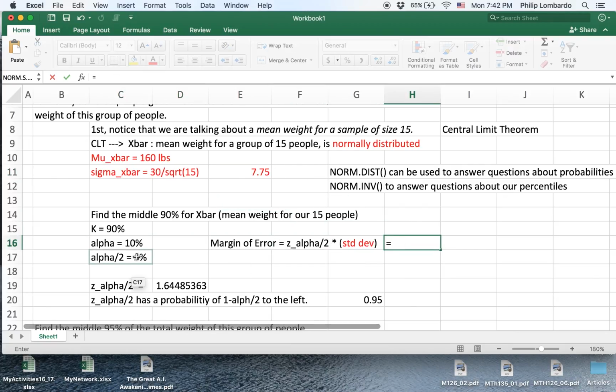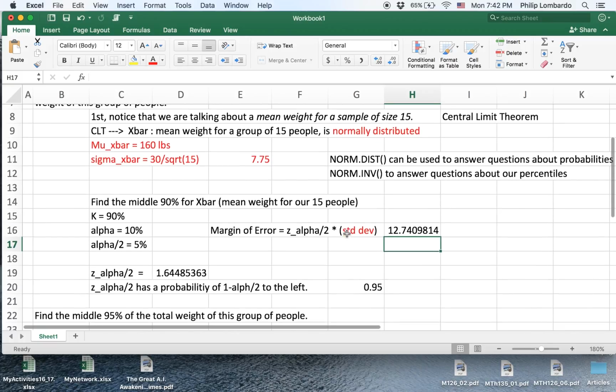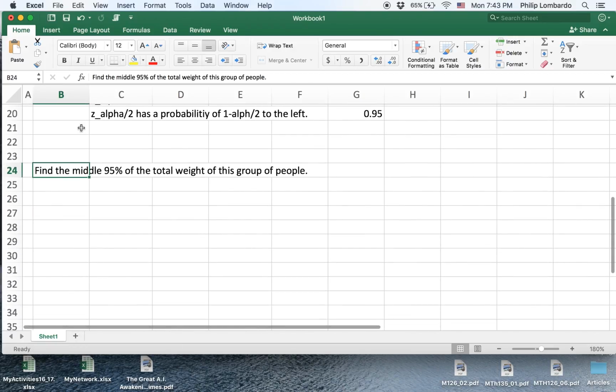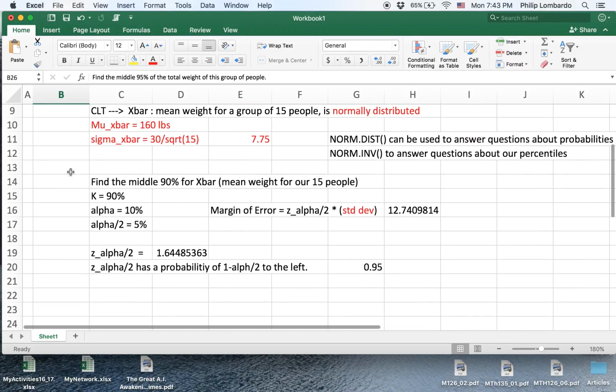Okay? So I'm going to take my z alpha over 2, which is about 1.645, or in this case, you can just cell reference it. And since I also computed my standard deviation for the sampling distribution in a cell, I can cell reference that as well. So I'm just taking 1.645 times 7.75. This gives me my margin of error. Okay? So now we can finish the problem because we know our margin of error. Just move this down a little bit more, give ourselves some space.